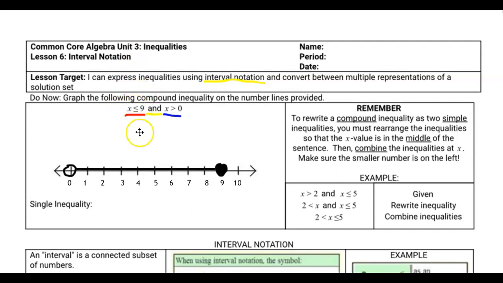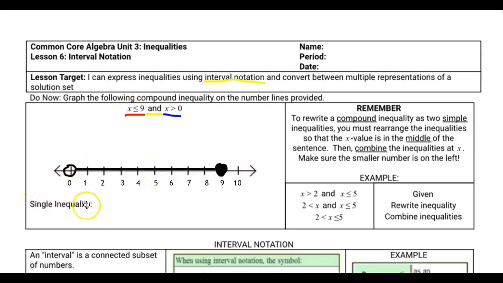X is less than or equal to 9 means that there's a shaded in circle at 9. X is greater than 0 means it's an open circle at 0. We're shading in between there to represent the fact that all of the values in between 0 and 9, including 9 but not including 0, are valid solutions to this inequality. For example, 6. 6 is less than or equal to 9. That works. And 6 is also greater than 0, so that works as well. We're looking for values, all of the values really, that solve both inequalities.